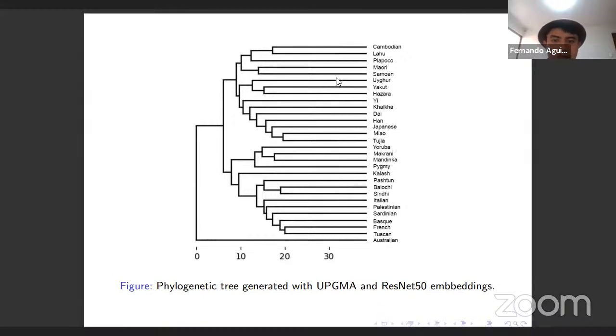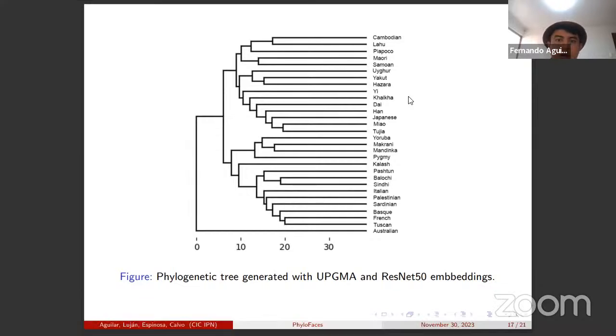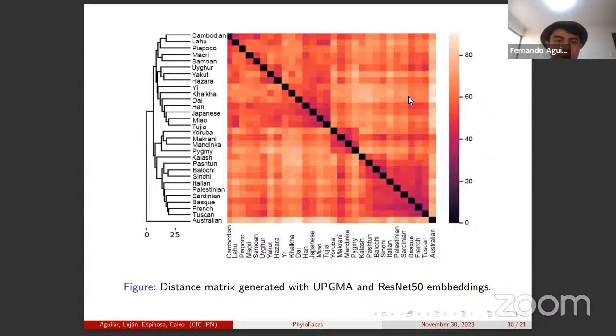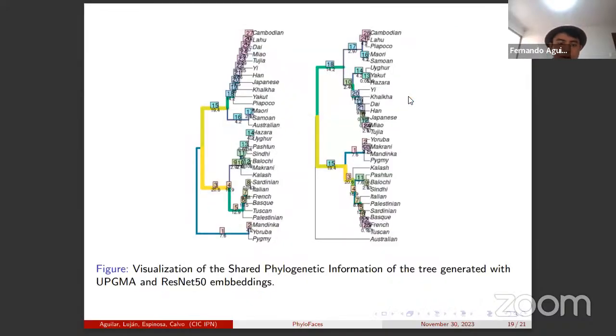In this case, we can see pretty consistent results, except for some outliers. For example, the Australian group is not well classified, but the other ones have some consistency. We can also see this distance metric to see how each group compares to each other. Finally, we can see here the difference between the Grand Tour, the Model A, which is on the left, and on the right, you can see the tree that was generated by our process.